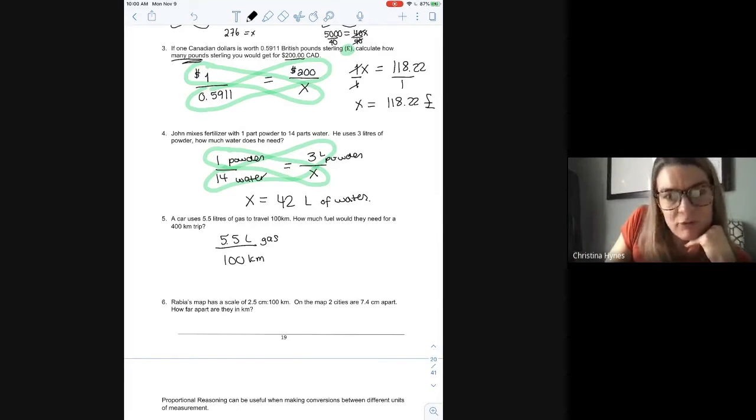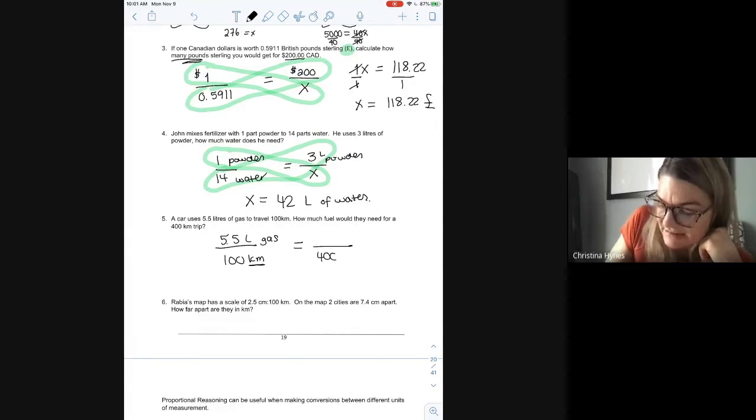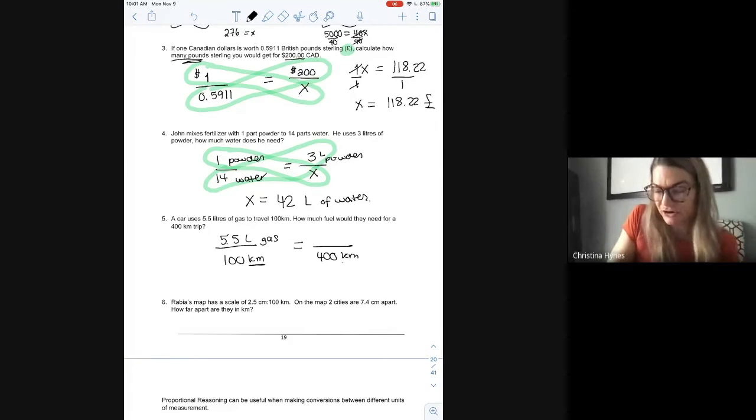So once you have one fraction created, you go to the other side of the equal sign. How much fuel will you need for 400 kilometers? Since I put kilometers at the bottom of the first fraction, I have to put 400 at the bottom as well. So you always have to make sure that your units line up. They always have to be across from each other for you to be getting the right answer, which means that x needs to go at the top because I don't have anything there.